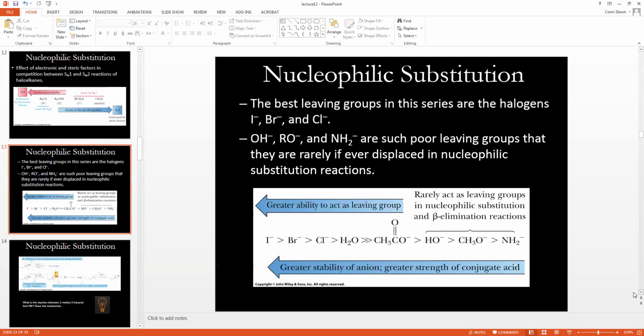The reason that alcohols or water are such poor leaving groups is that they're rarely, if ever, displaced in nucleophilic substitution reactions. So really what we're talking about is the greater ability to act as a leaving group, or the stability of an ion, or the greater strength of the conjugate acid. And so the reason why we don't see these participating in nucleophilic substitutions or beta elimination reactions is simply because they don't make for very good leaving groups.